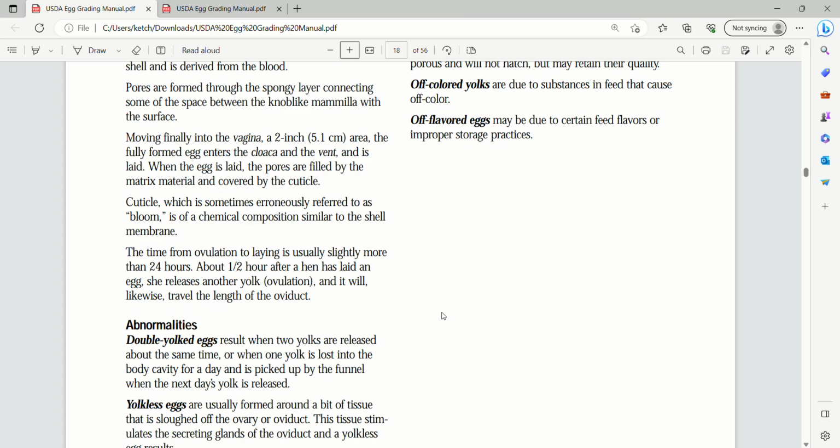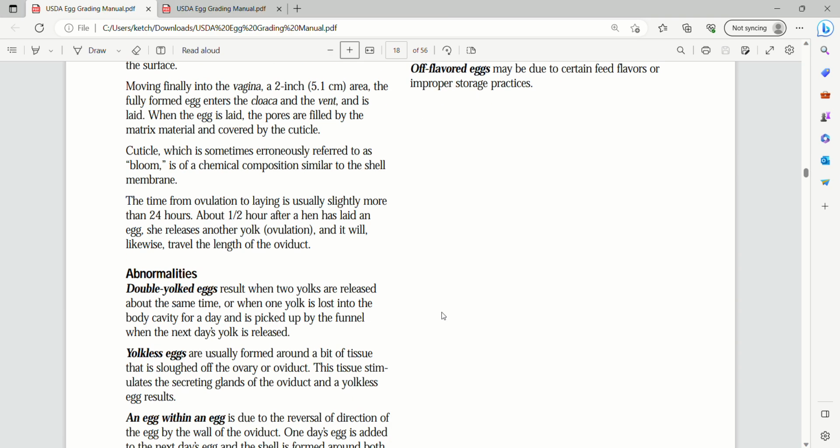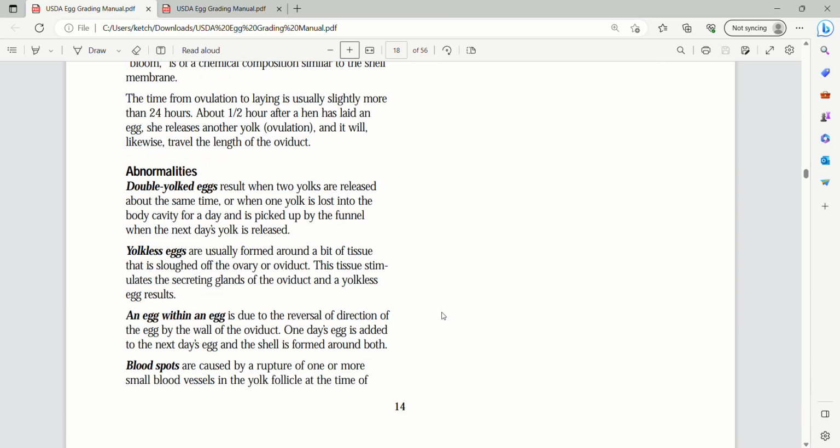Abnormalities. Double-yolked eggs result when 2 yolks are released about the same time, or when 1 yolk is lost into the body cavity for a day and is picked up by the funnel when the next day's yolk is released. Yolkless eggs are usually formed around a bit of tissue that is sloughed off the ovary or oviduct. This tissue stimulates the secreting glands of the oviduct, and a yolkless egg results.